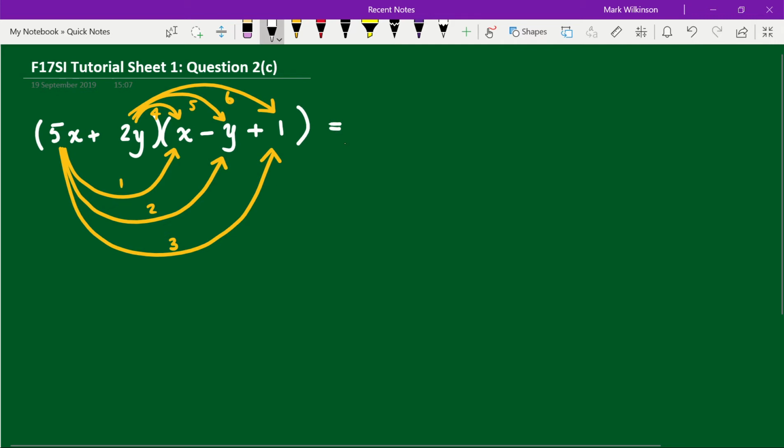So for the first term we have 5x times x, that's otherwise known as 5x squared. For the second term it's 5x times minus y, which we'll write as minus 5xy. Then for the third term, 5x into plus 1, that's simply plus 5x.